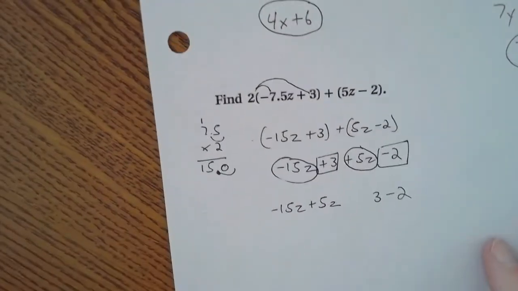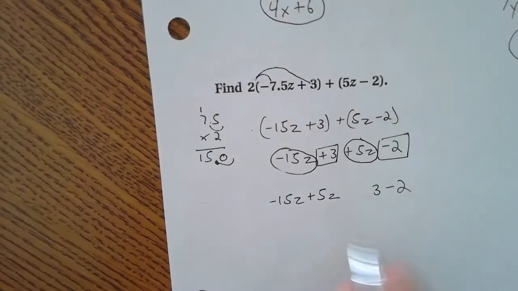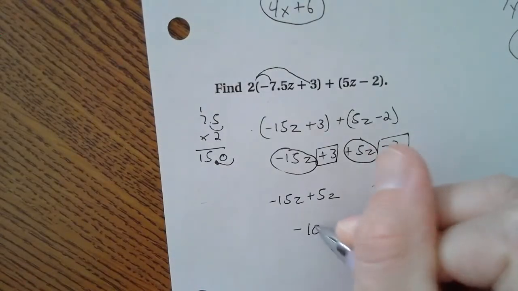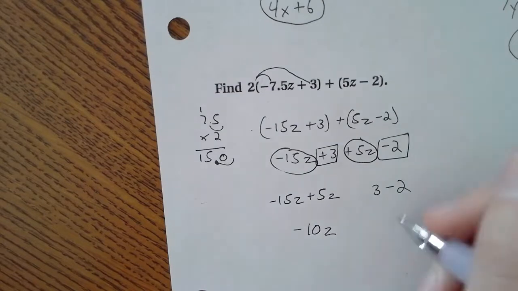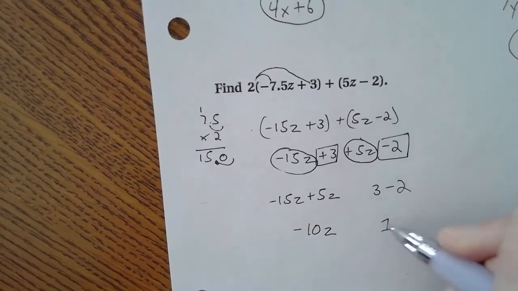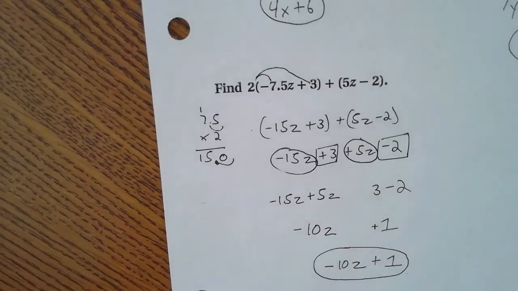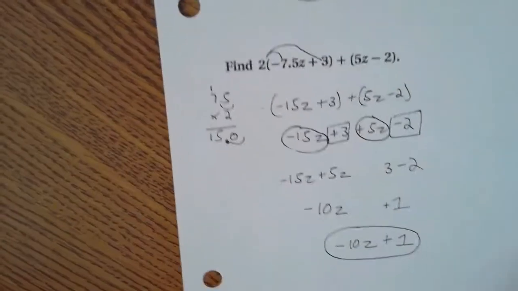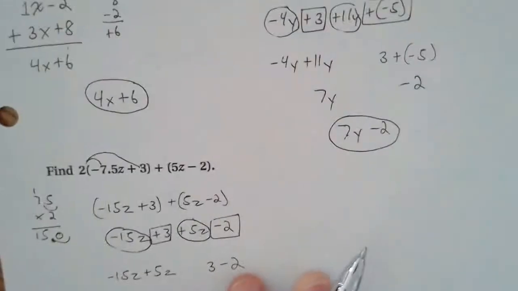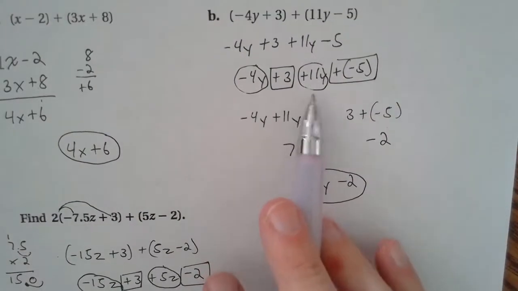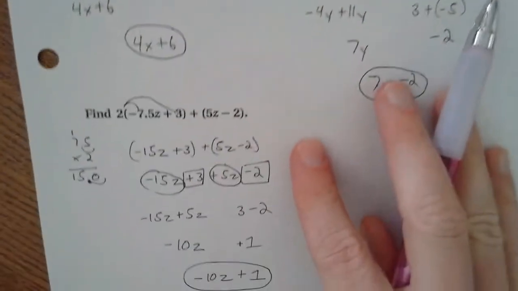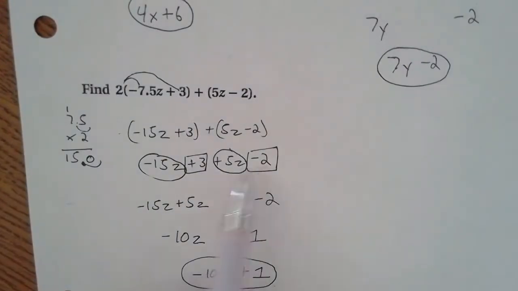So now I'm going to get those two answers. Negative 15z plus 5z gets you negative 10z. 3 minus 2 gives you 1. It is a positive 1, so if you want to put that, that's fine. Now I'm just going to combine my answers. Negative 10z plus 1. And that's my answer. Notice I didn't change it to the sum of terms like I did up here. If you want to do that, that's fine, but a lot of us are to the point where we don't have to, so it's kind of up to you how you want to solve it.